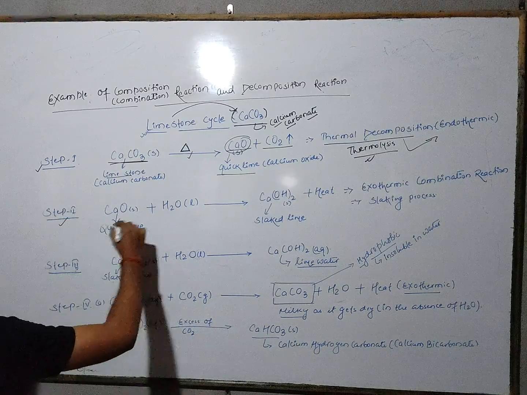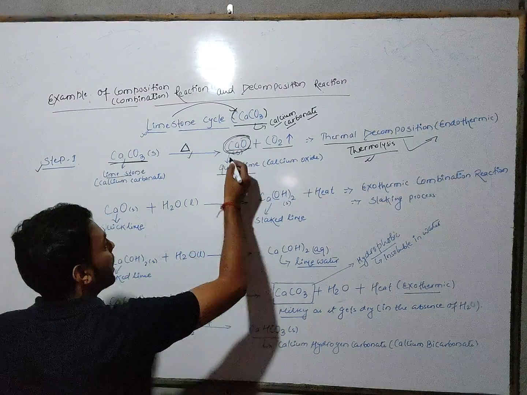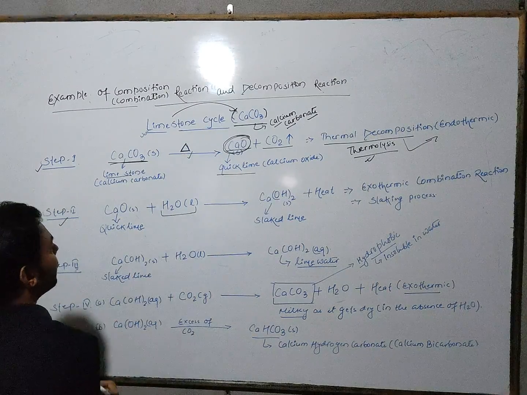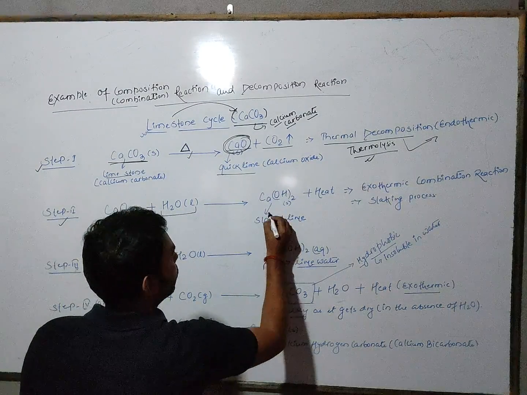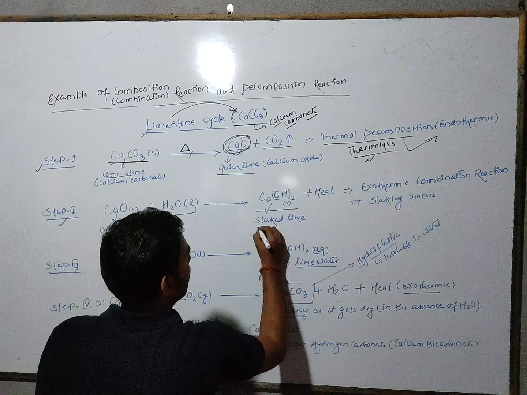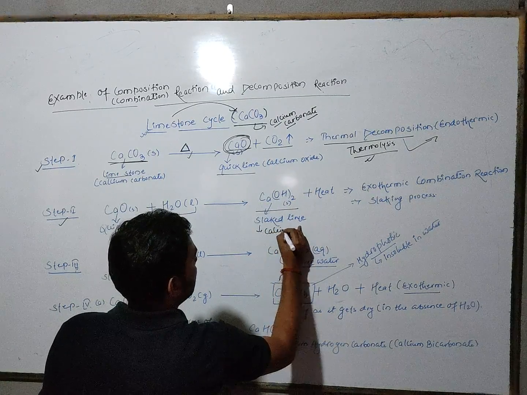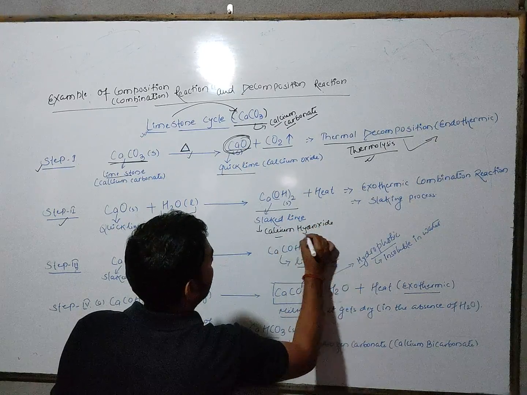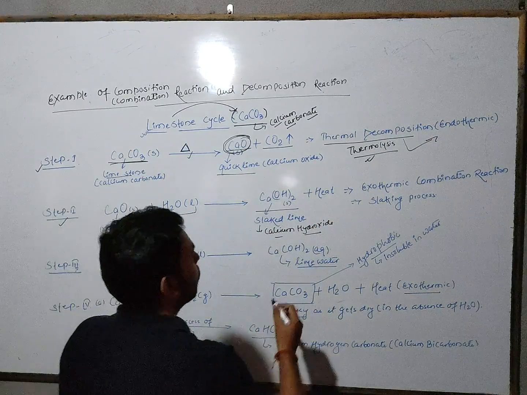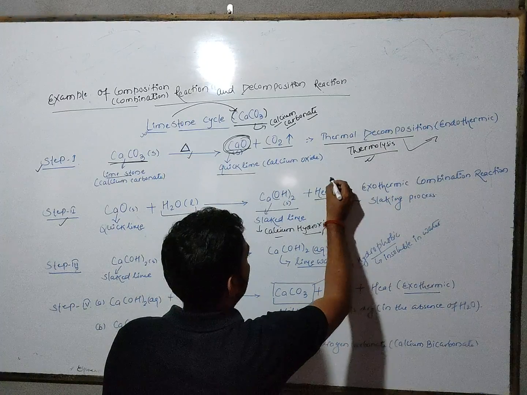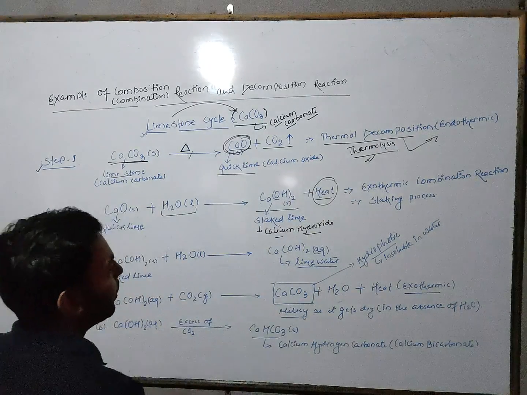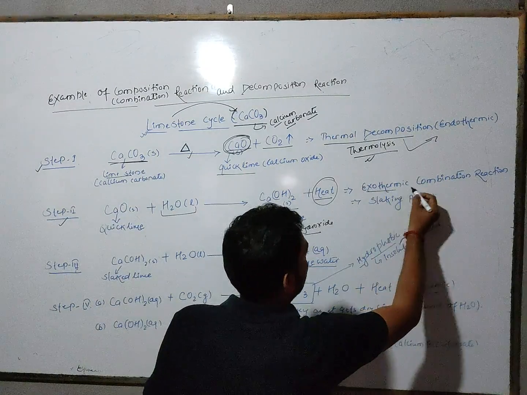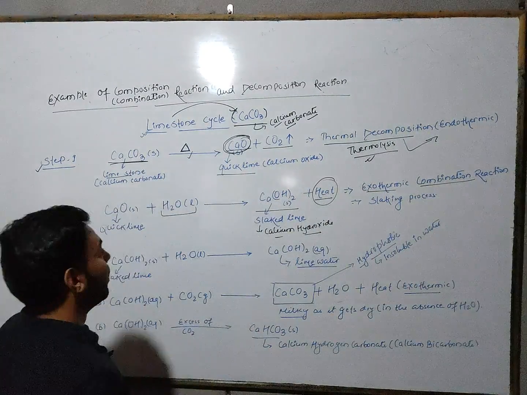In step 2, we are going to use this byproduct, quicklime, and add some water to it. Here it is going to produce calcium hydroxide, Ca(OH)2, plus heat. Since it is releasing some amount of heat outside the reaction, we will say that it is an exothermic combination reaction, है ना.